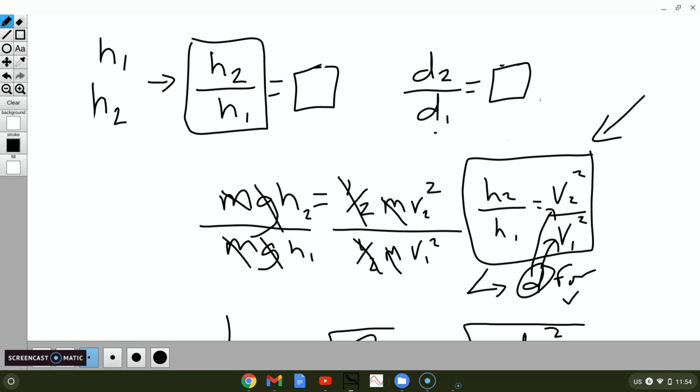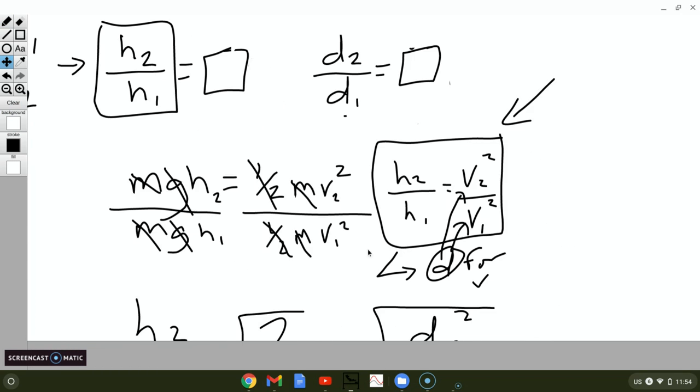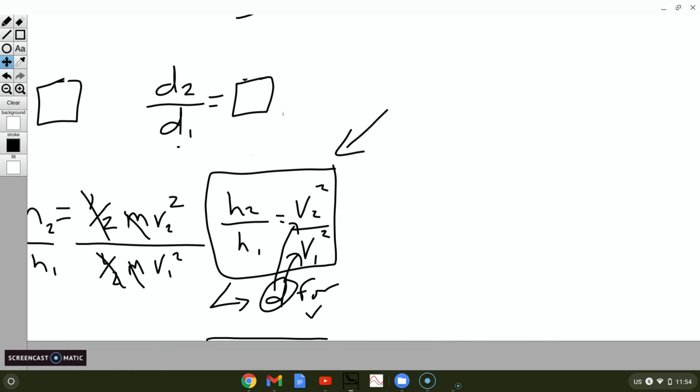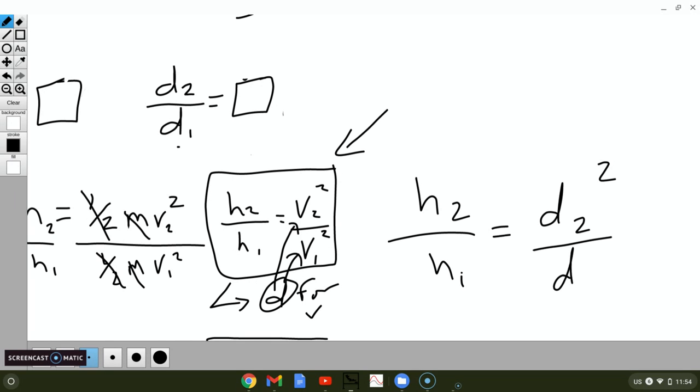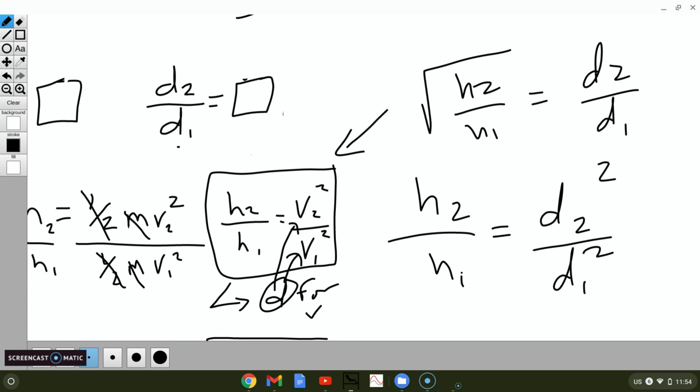Or if you don't like the square root part, you could just leave it the way it is right there. If we leave it the way it is, you could get this, where h2 over h1 is equal to d2 squared over d1 squared. Or the same relationship is the square root of h2 over h1 equals d2 over d1. So now you have that relationship.